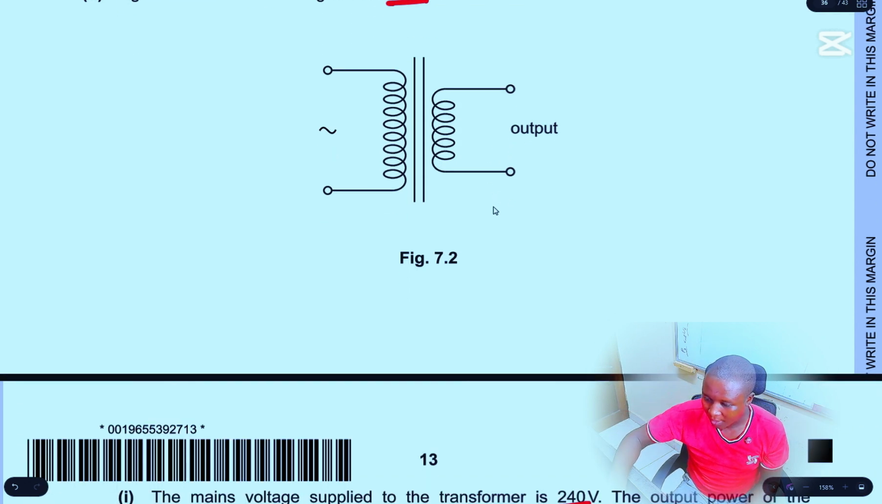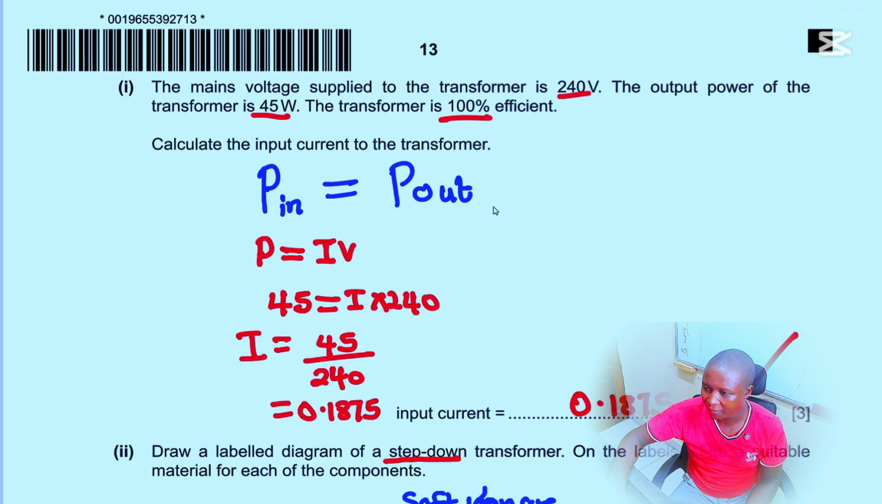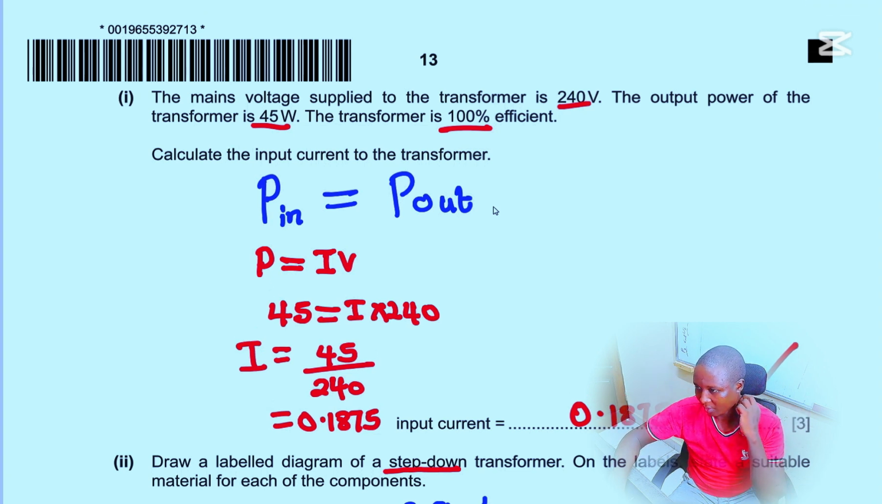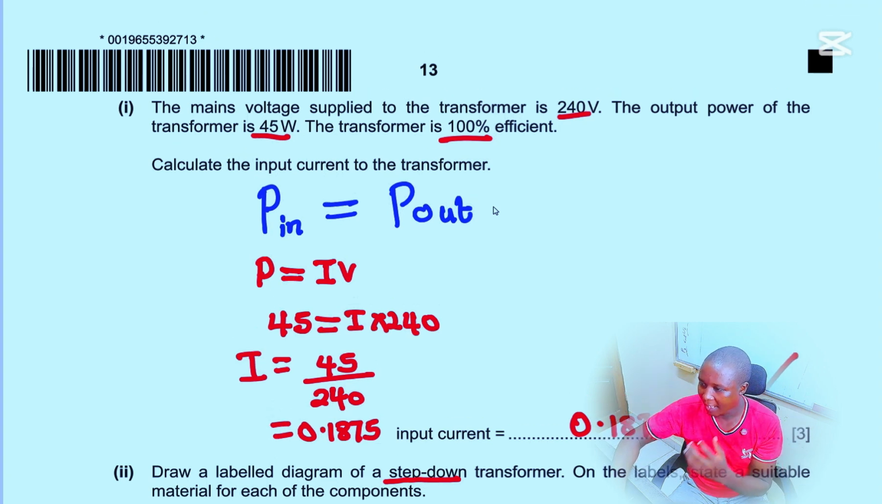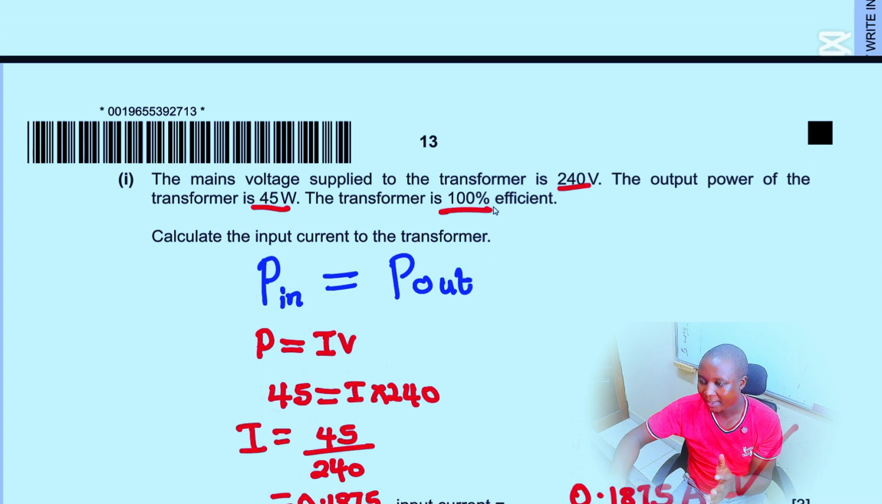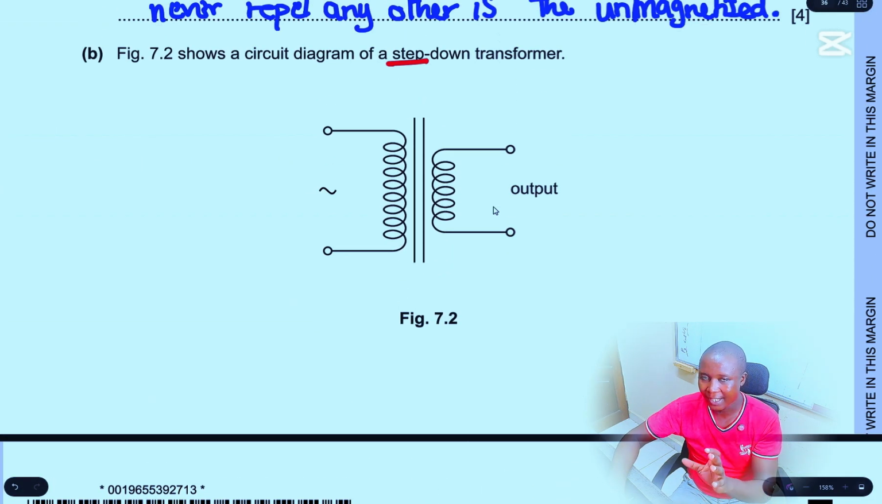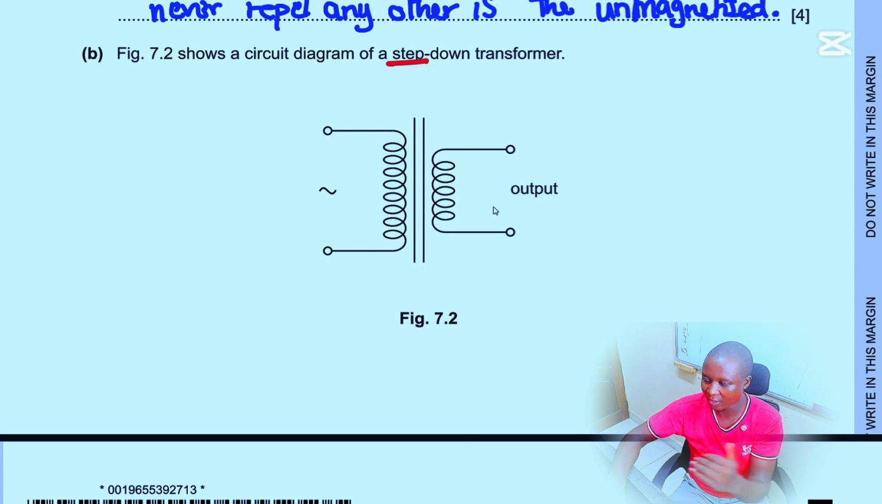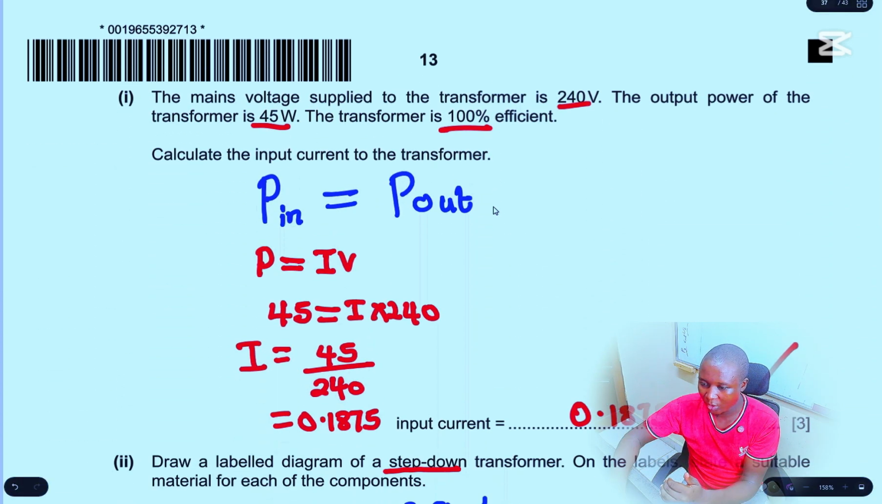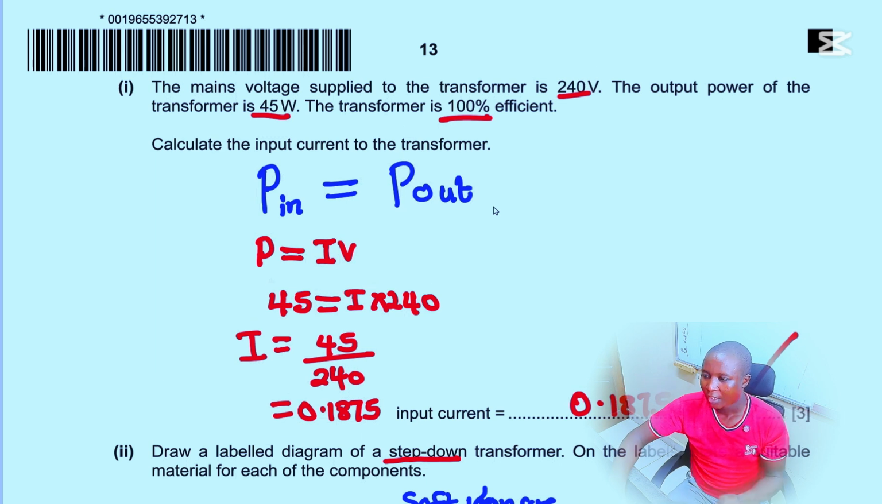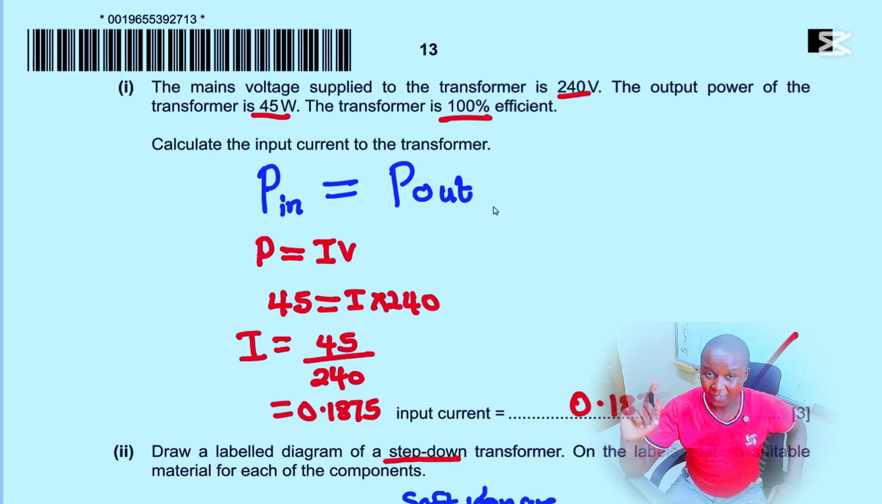Now let's look at this particular question. The mains voltage supply to the transformer is 240 volts. The output power is 45 watts. But since we are told that this transformer is 100% efficient, it means power in is equal to power out. In the question, we are told to calculate the input current. If the output power is 45 watts, then the input power is also 45 watts because it's 100% efficient. So we are going to use the formula power equals current times voltage.